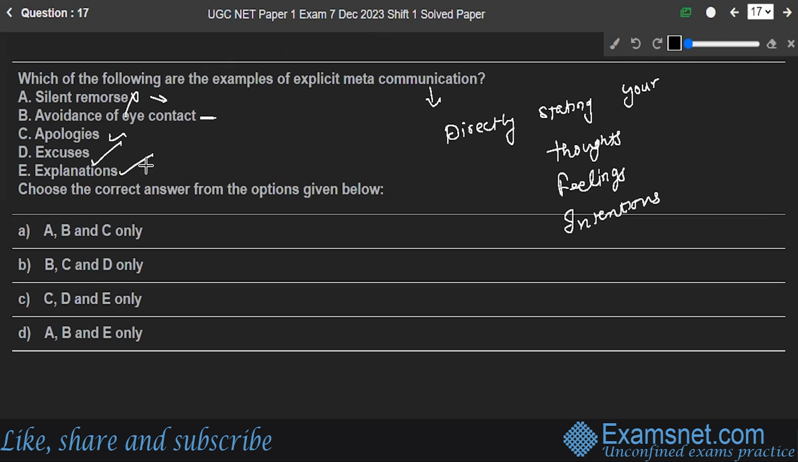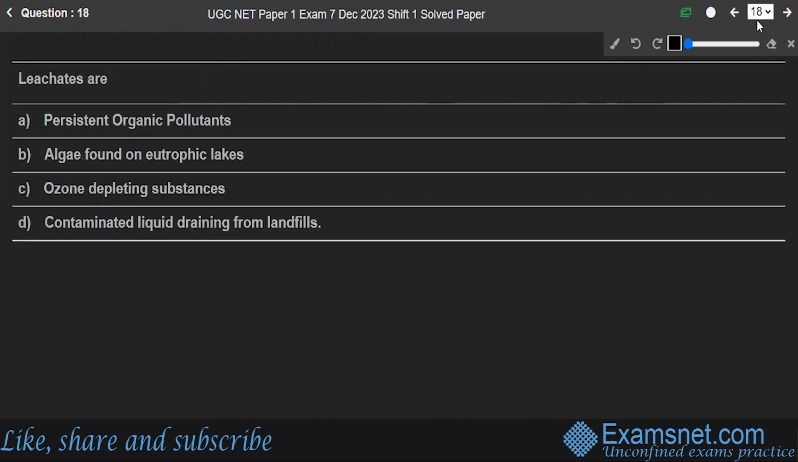So you have C, D, E as the right ones. Here you have option C as the right answer. Hope you got that. Next is question number 18.